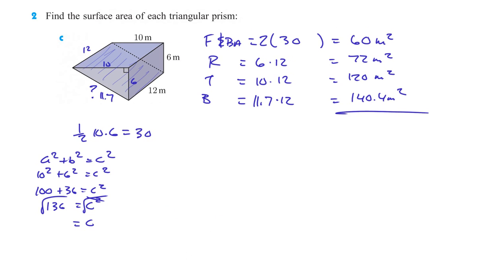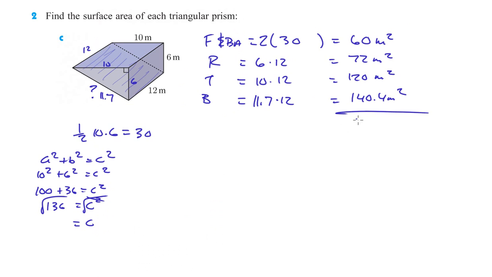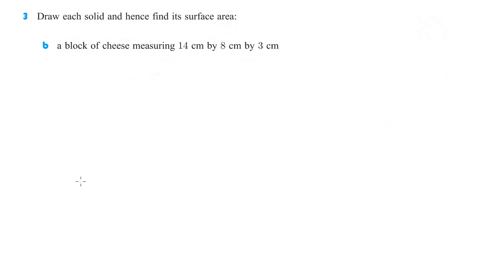Okay, and then we add those all up, and that is what our total surface area is going to be. Plus 60, plus 72, plus 120, and we get 392.4 square meters would be our surface area for that one there. Okay? Okay. Moving on, number 3.